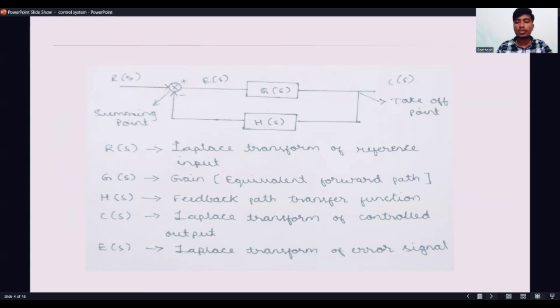This is a simple diagram of a control system. There is an input R(S), the Laplace transform of the reference input, and G(S), the gain, which is equivalent to the forward path. There is H(S), the feedback path transfer function, and C(S), the Laplace transform of the control output. Finally, E(S) is the Laplace transform of the error signal.